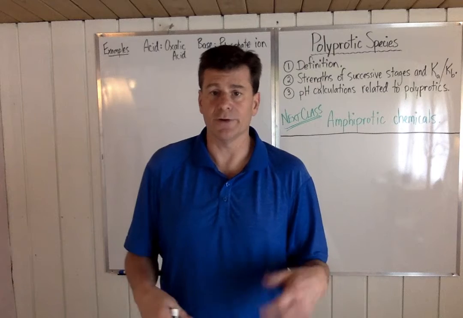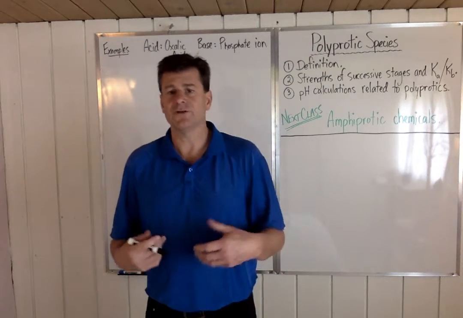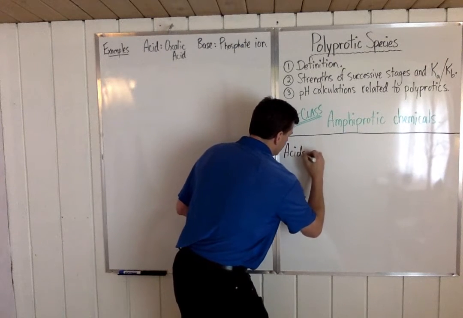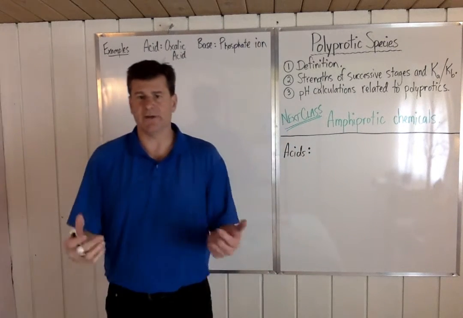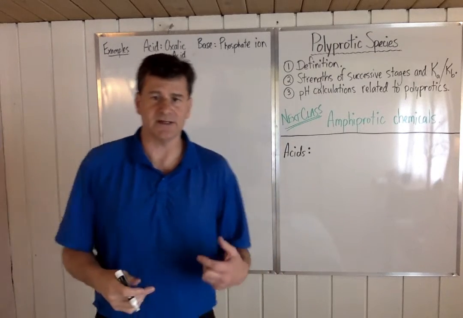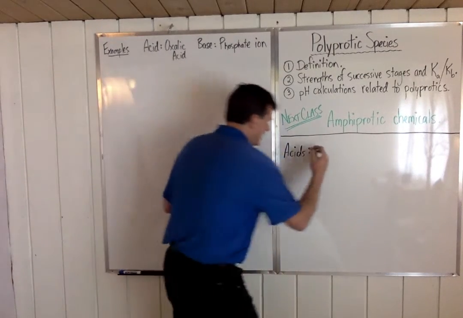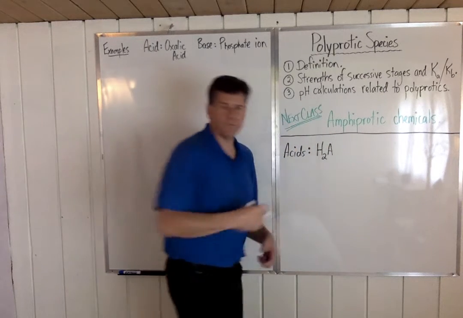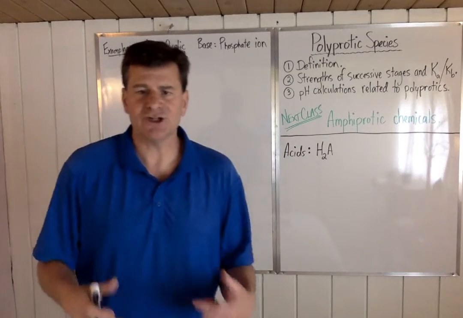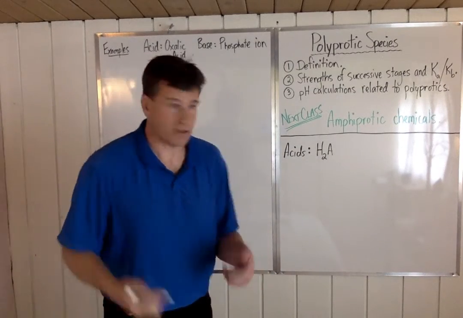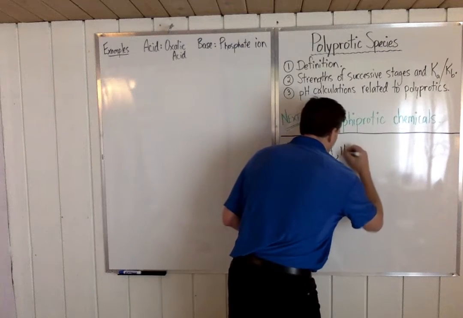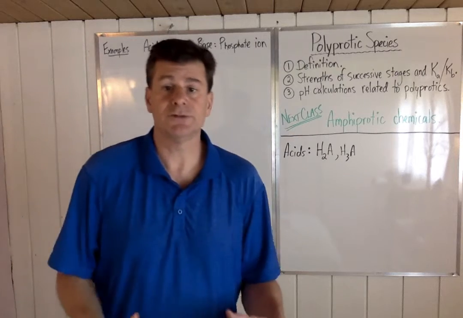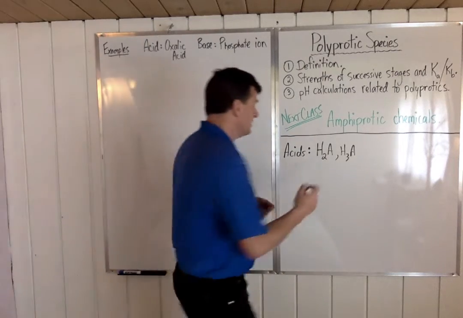I've already kind of defined it, but in terms of a formula, how are you recognizing that you've got a polyprotic chemical? If I were to write down a generic formula for a polyprotic acid, you're going to find one that has H2A, or sometimes you use X, right? So H2A, now that could also be H3A, etc., etc., etc.